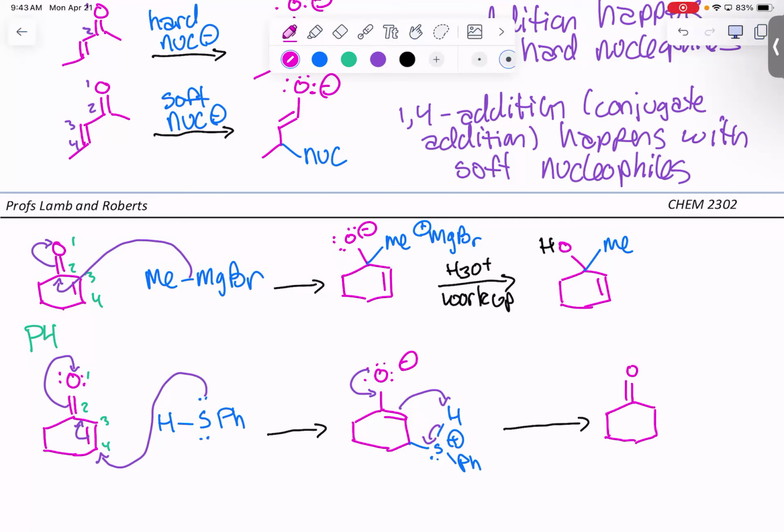We want something that's a neutral species. So we have reformed our CO double bond. We now have our hydrogen, and we should have a blue hydrogen here. And now we have our thiolate. Sorry, a thiol.